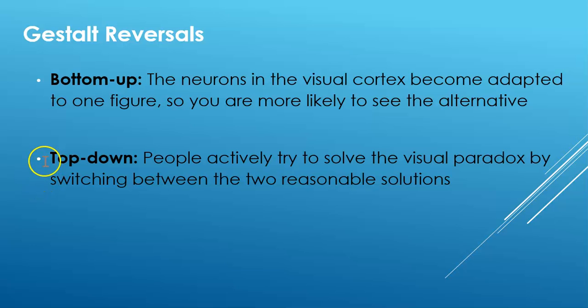I was using a lot of top down in the previous slide, pointing out the differences. In bottom up, pretty much you can only see one of the versions until you're staring at it for so long that your visual cortex becomes adapted to that figure. So when you look at it again, you're more likely to see the alternative. Basically, by staring at it for a very long time and then closing your eyes for a couple seconds and looking again, you're more likely to see the second option.